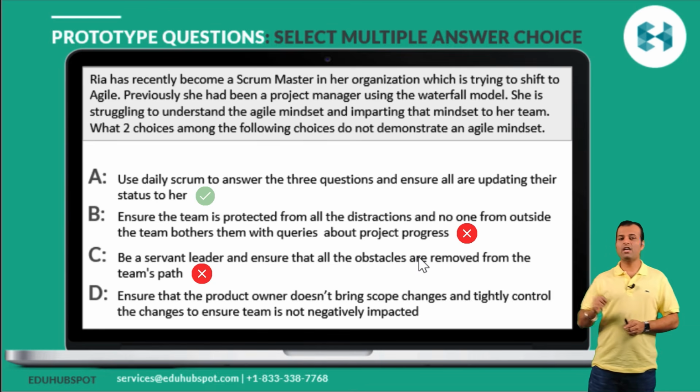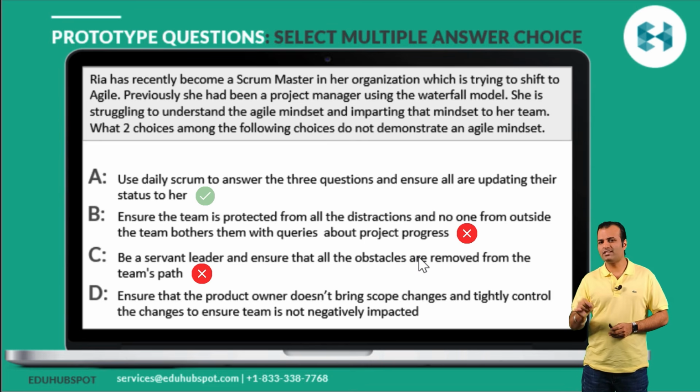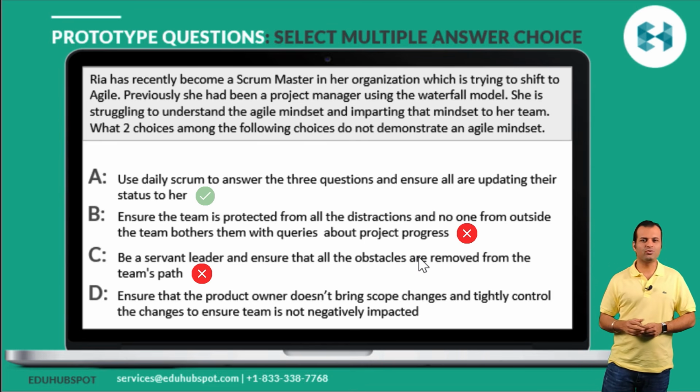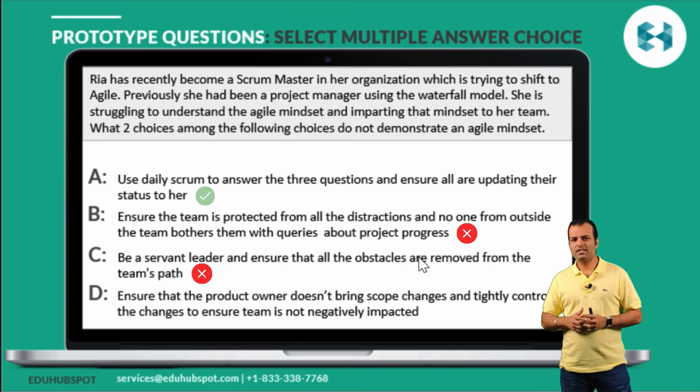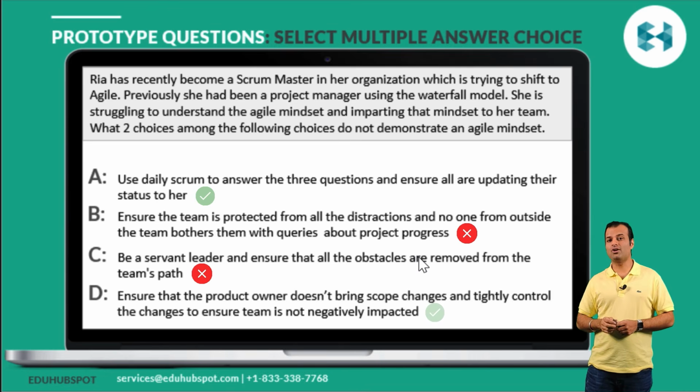And lastly, ensure that the product owner doesn't bring scope changes and tightly control the changes to ensure that the team is not negatively impacted. Okay, this is a wrong answer choice. Basically, this is a principle which does not demonstrate an agile mindset. Agile is all about changes. It embraces change. And option D is saying you should not bring scope change, which is absolutely wrong. So your correct answer choices were A and D.